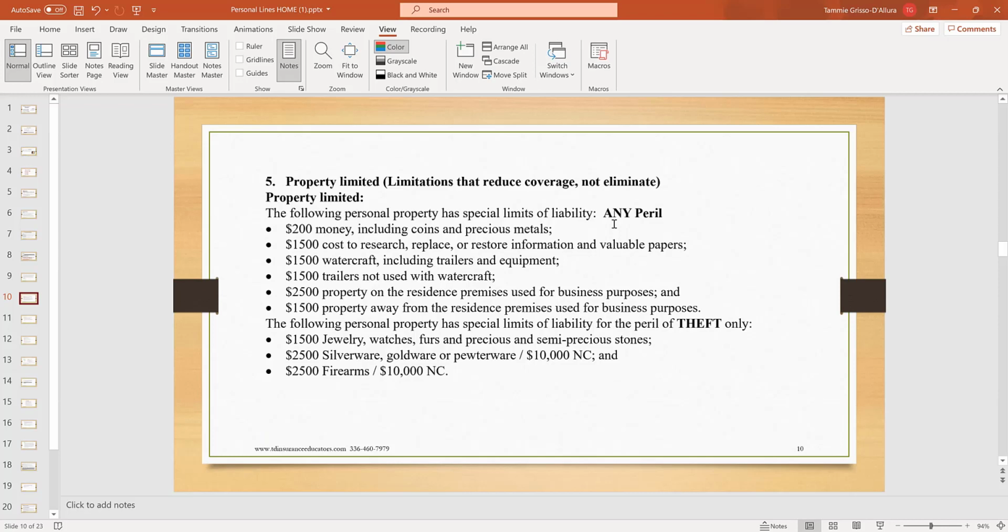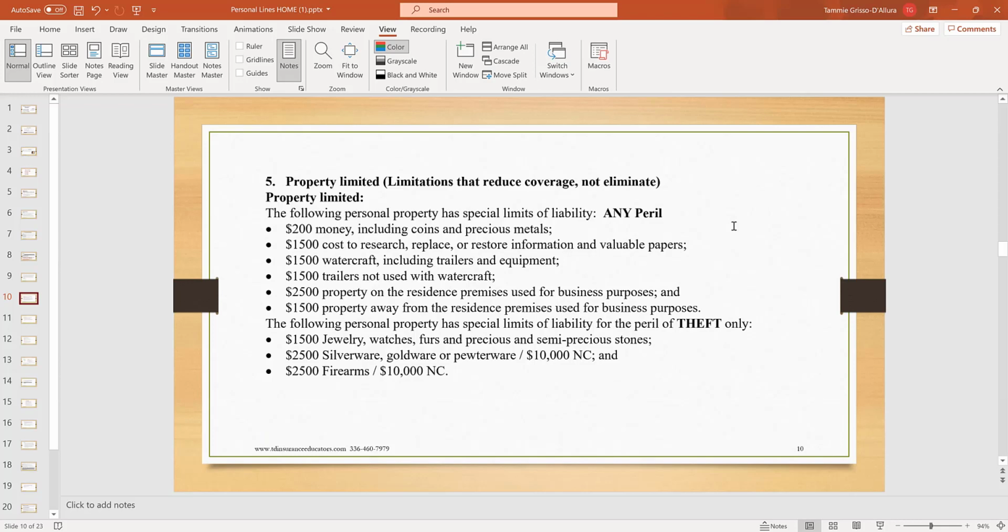$1,500 for watercraft, which is your boats, which includes trailers and equipment. The best place to put a watercraft policy is on a boat policy. But if you do not do that and there's a fire and your boat is damaged in the fire, then they will give you up to $1,500 under your homeowner policy for watercraft. And this includes trailers and equipment. Now, $1,500 for trailers not used with watercraft. Most of your trailers are going to go on your personal auto policy. But if for some reason you did not put that trailer there and there was a fire, then it would pay up to $1,500 for your trailers.